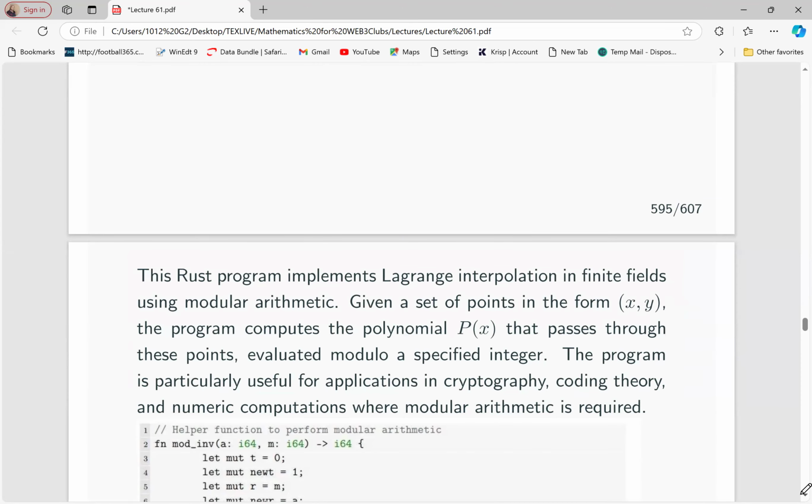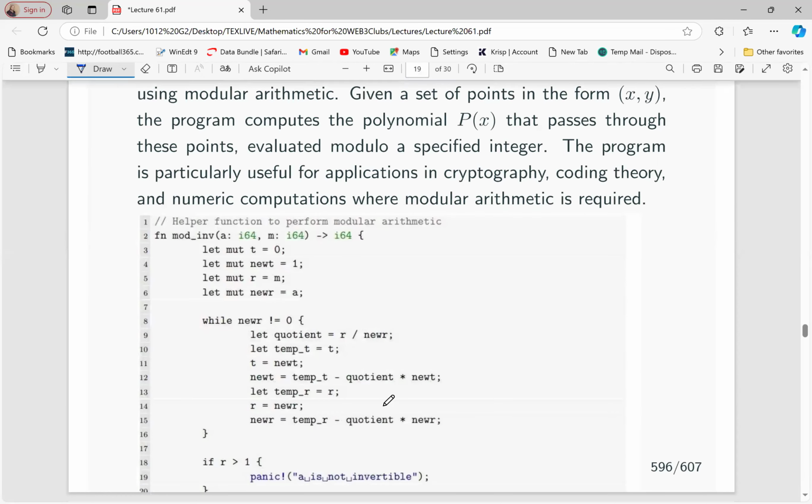The following Rust program implements the Lagrange interpolation in finite fields using modular arithmetic. So if you are given a set of points, this program will compute the polynomial for you, the polynomial that will be passing through all those points. Let's just go through the program and see.